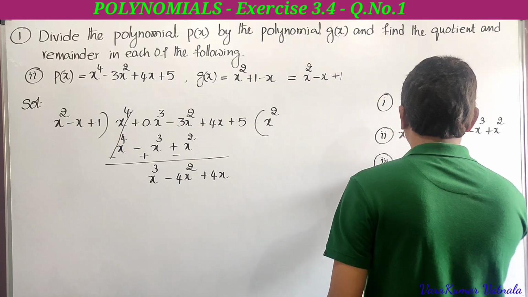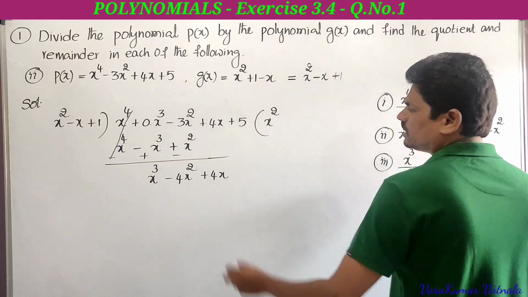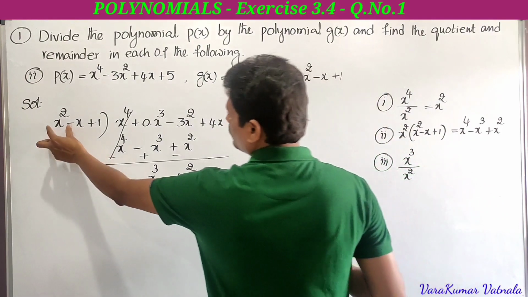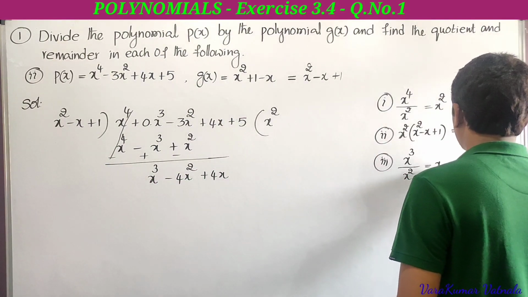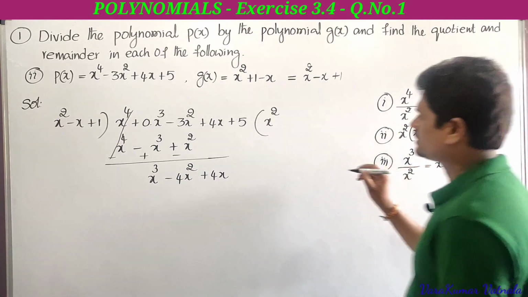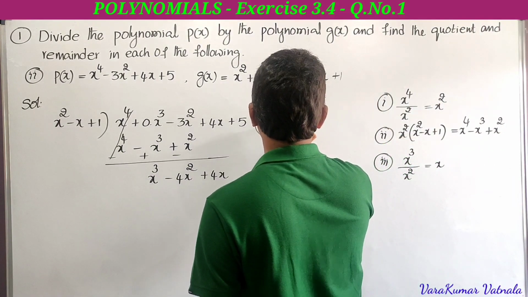x cube divided by x square. Simply, we say the first term of the dividend divided by the first term of the divisor. So x cube divided by x square, we get x. So write this x in the area of the quotient, plus x.